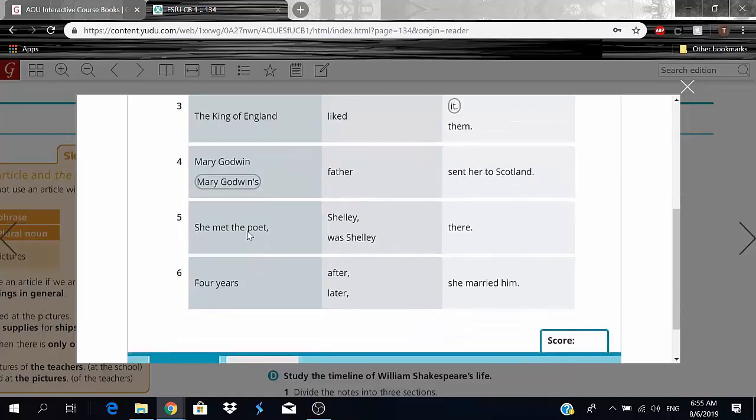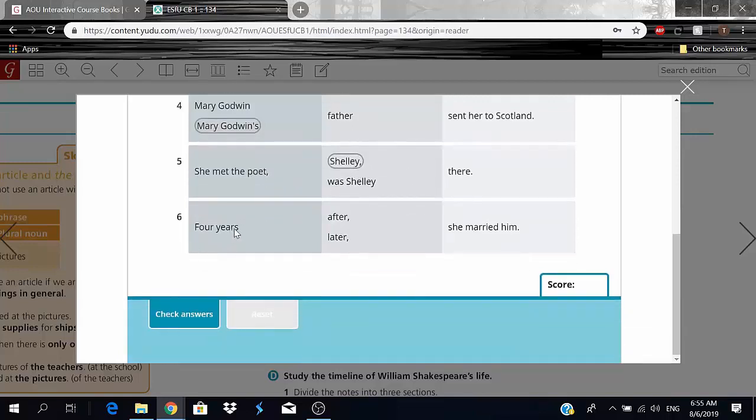5. She met the poet Shelley there. You can't say was Shelley, okay? He was never anything but Shelley. So she met the poet Shelley, or he was not. We don't use was with a name, you guys. Not like this, okay? So she met the poet Shelley there.